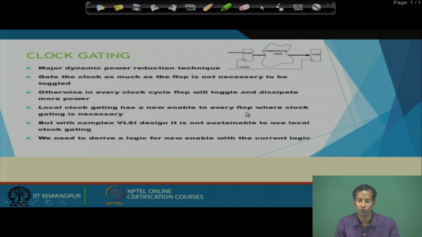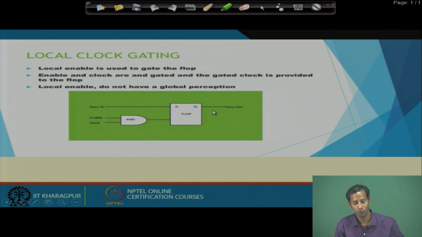So, what is local clock gating? A local enable is used to gate the flop, and the enable and clock are ANDed, and the gated clock is provided to the flop. The local enable does not have a global perception. That means this particular enable signal will come depending on the corresponding condition.